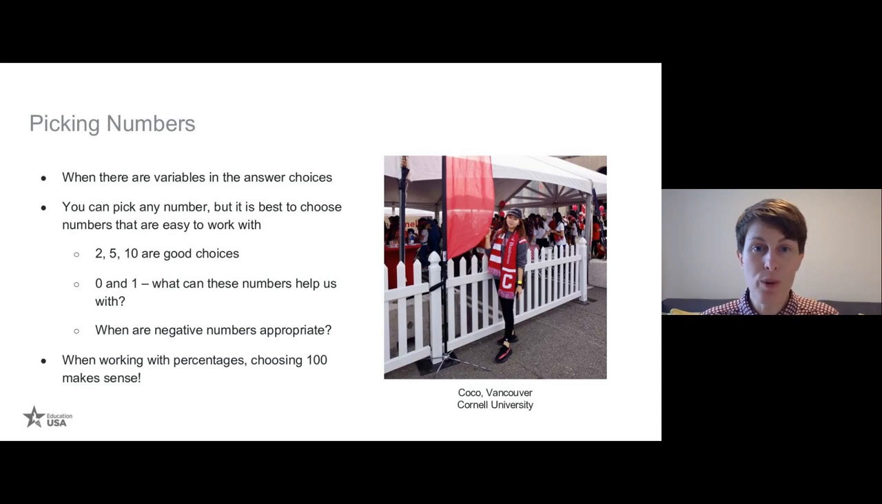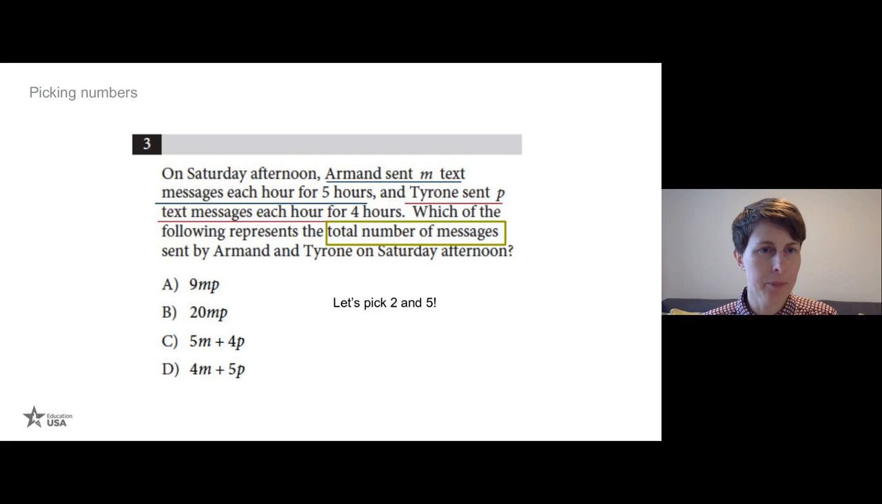And then, of course, when you're working with percentages, choosing 100 always makes sense as a great number to work with, usually a really good one to help streamline your math.